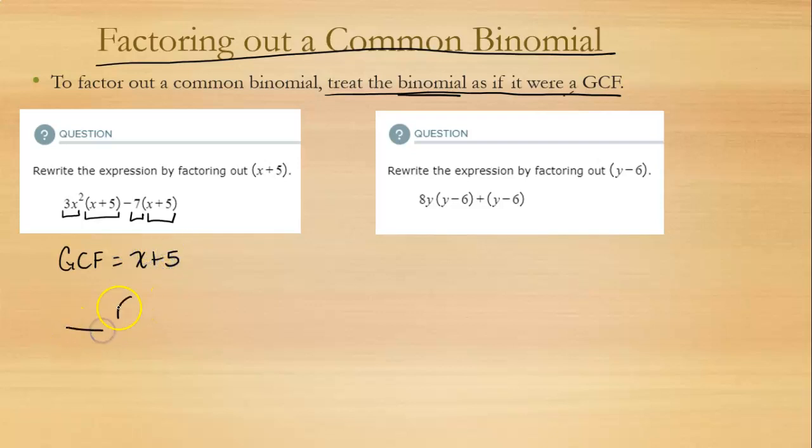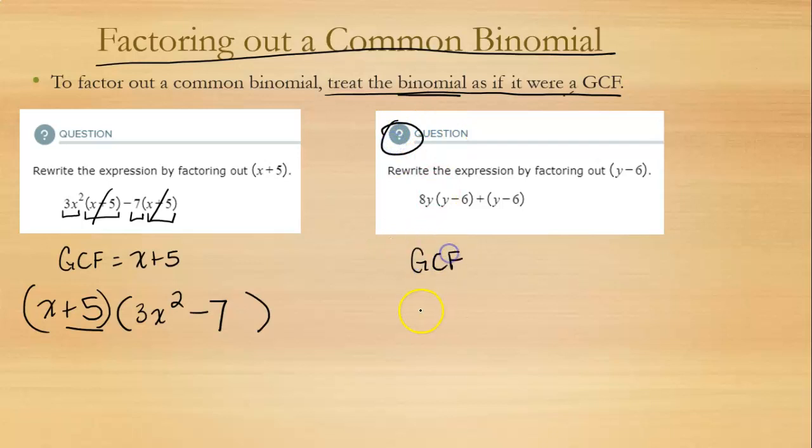So remember how before we were dividing out a GCF from both terms? So we're going to put that out in front, but it needs to be in its own set of parentheses. And then just think about what's left. If we take out the x plus 5, we're left with 3x squared minus 7. And that's it. You pause the video and try this one on your own. Start with your GCF, and then fill in your blanks here.